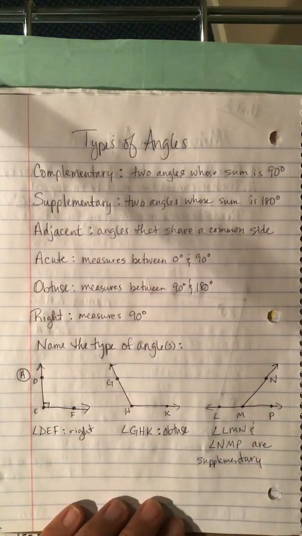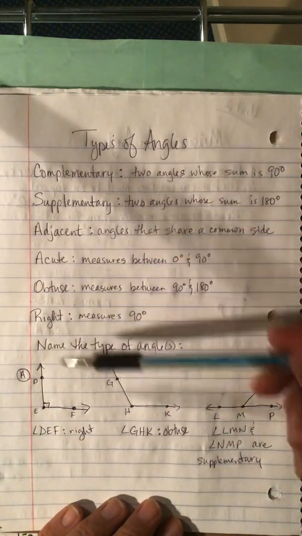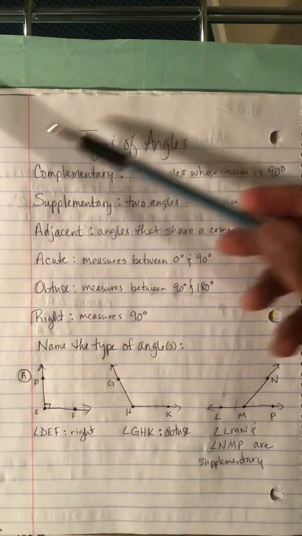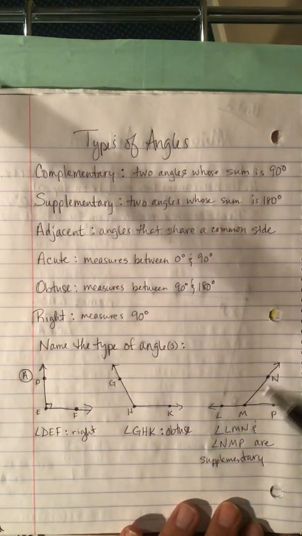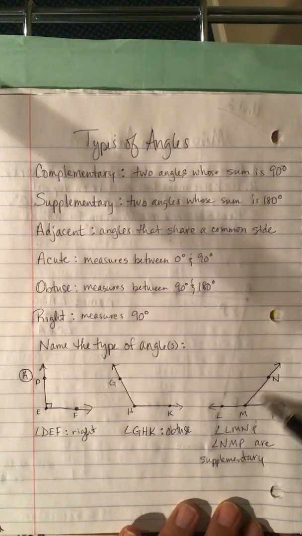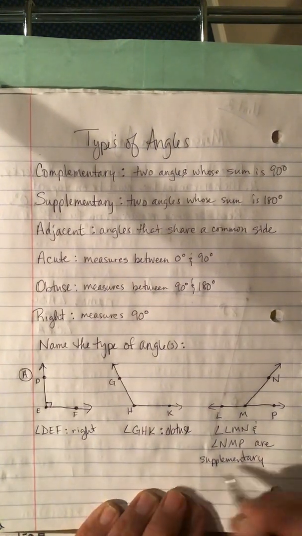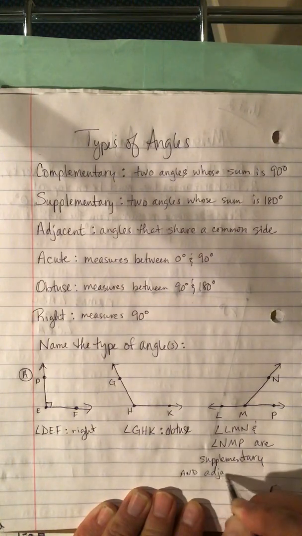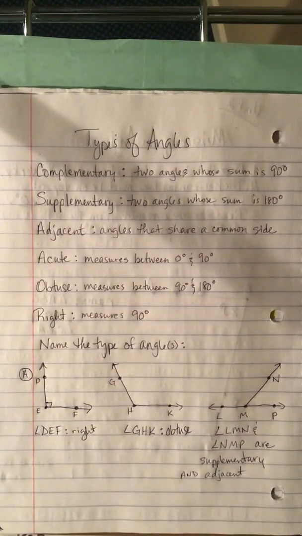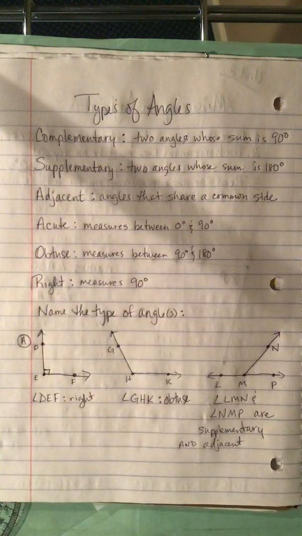But if you look closer, they also do have another definition that we could call them. They are adjacent. They do share this common side, MN, right here. This side MN is a side of this angle, and it's a side of this angle. So I'm going to say they are supplementary and adjacent.